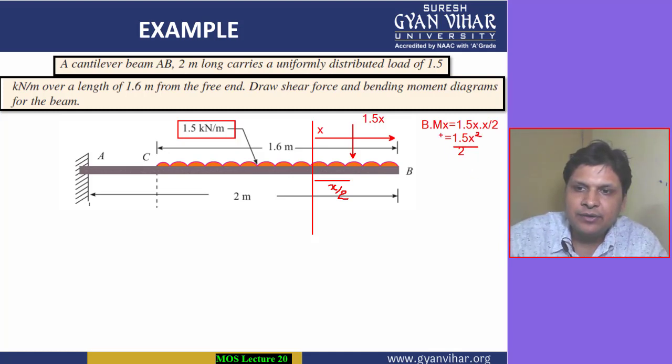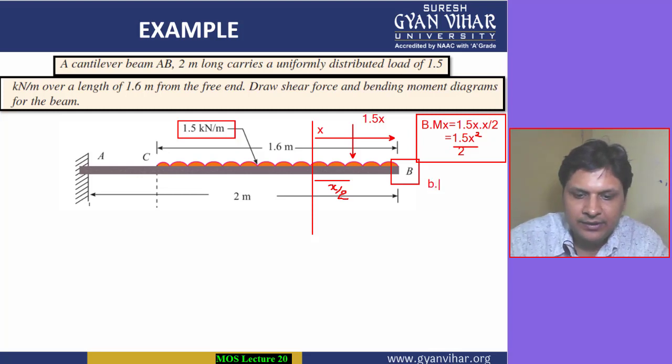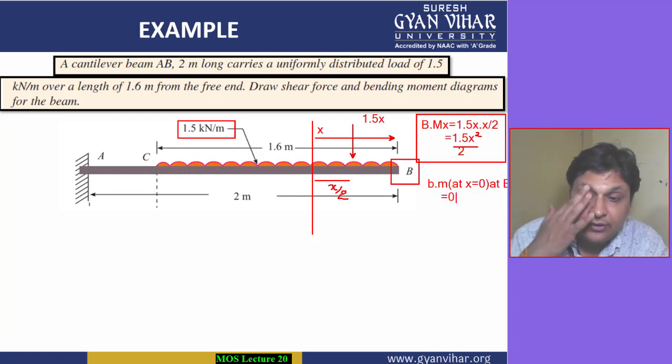Now this is the equation of bending moment. Since at B you have the value of x equal to 0, the bending moment at x equal to 0, that is at A, not at B, is equal to how much? It will be equal to 0. Why? Because x is 0.